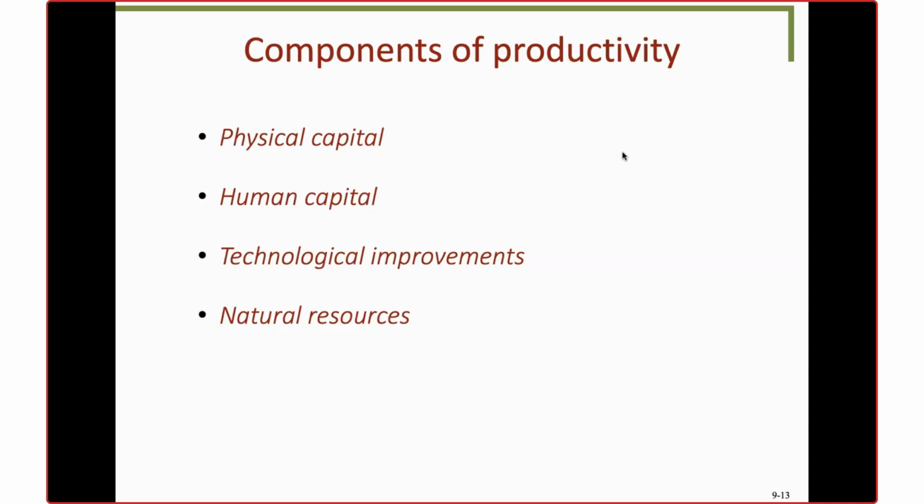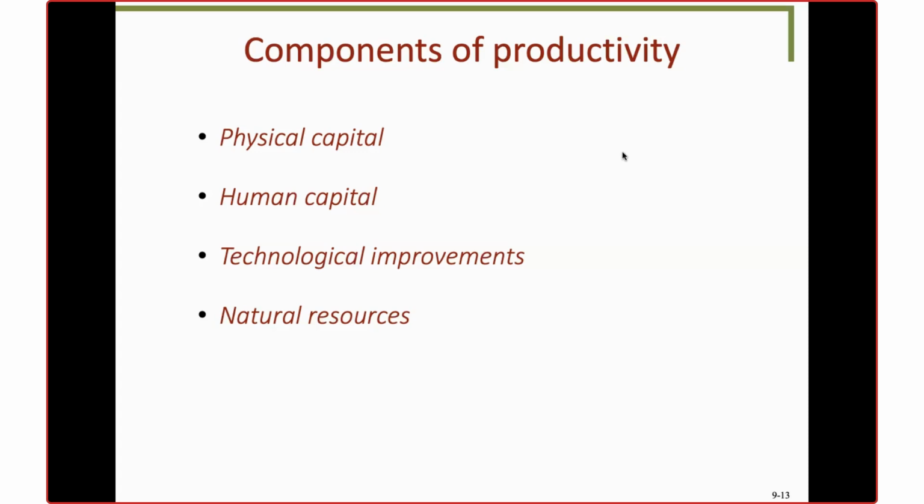A more productive economy can achieve higher standards of living, lower unemployment rates, and an increased economic well-being for its citizens. Now let's talk about the components of productivity. The components of productivity are often categorized into four main factors.